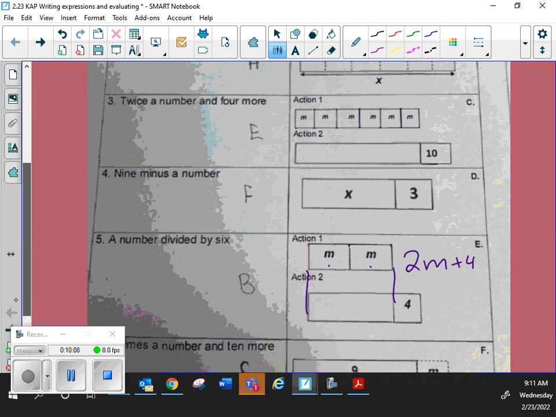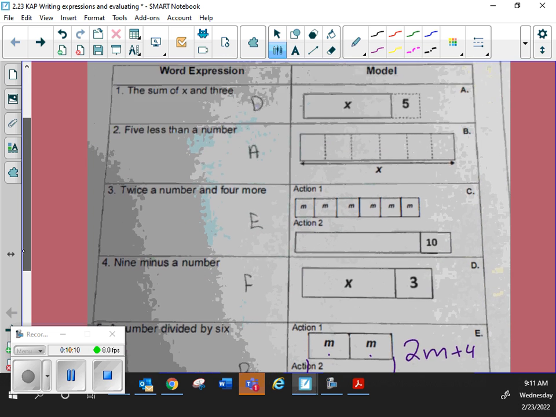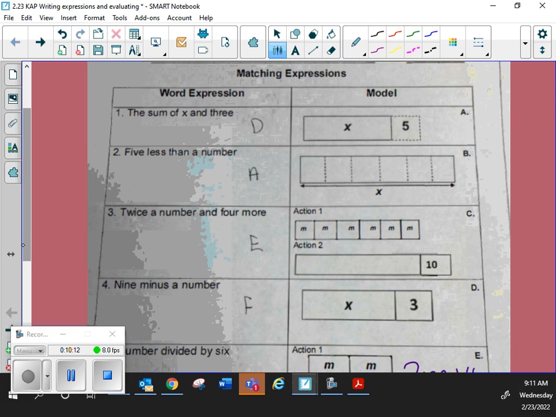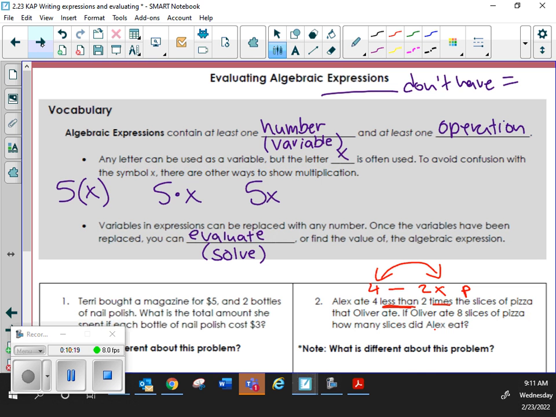Honestly, the dot is the least common way. "A goes with 5 less than" is the least common way that you would see it. I understand. I love that you're pulling that from the homework and you were observing that.